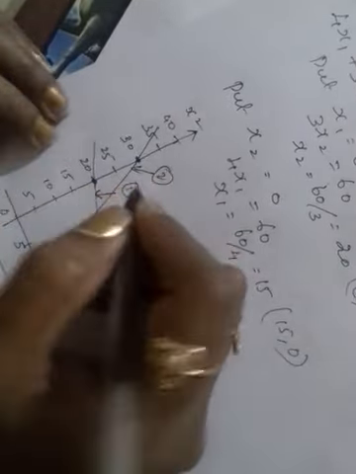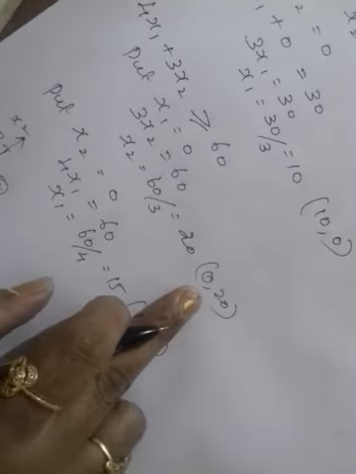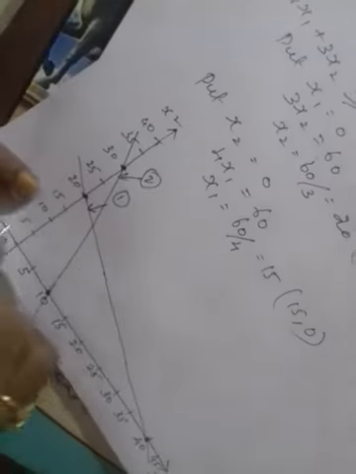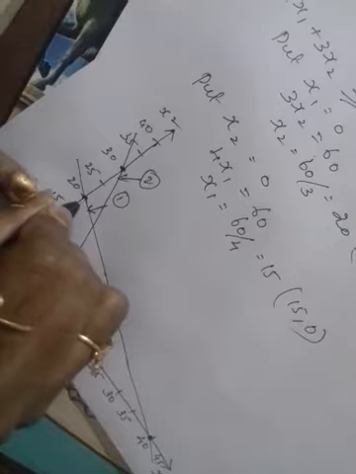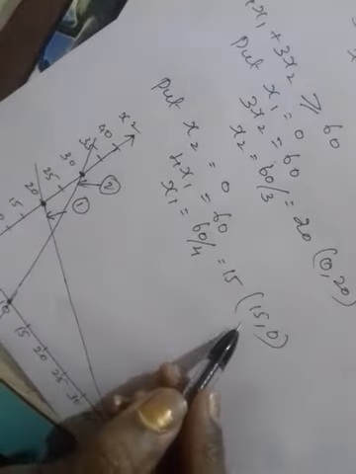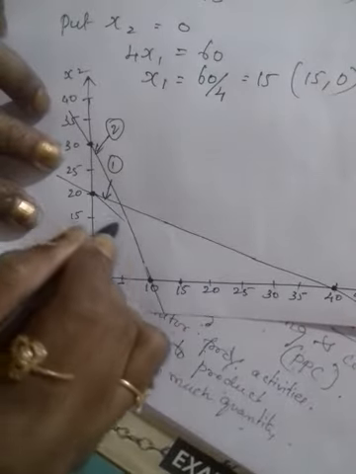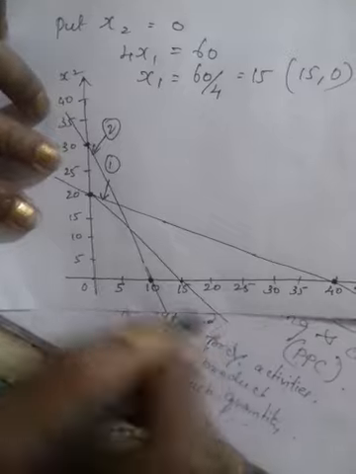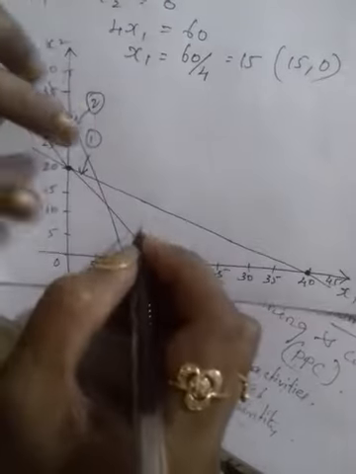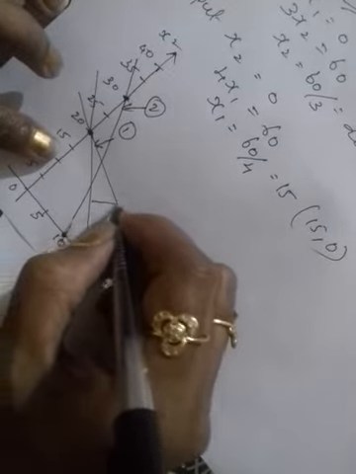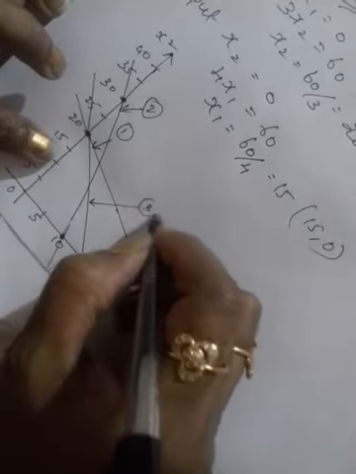And equation 3: 0 comma 20, the same point here, then 15 comma 0. This point and this point you have to join. This is equation 3. This line is equation 3.